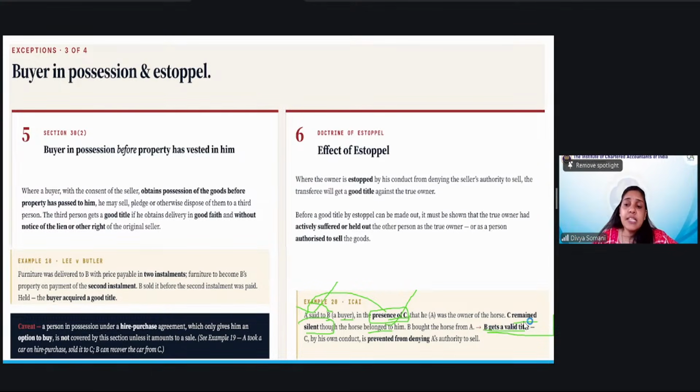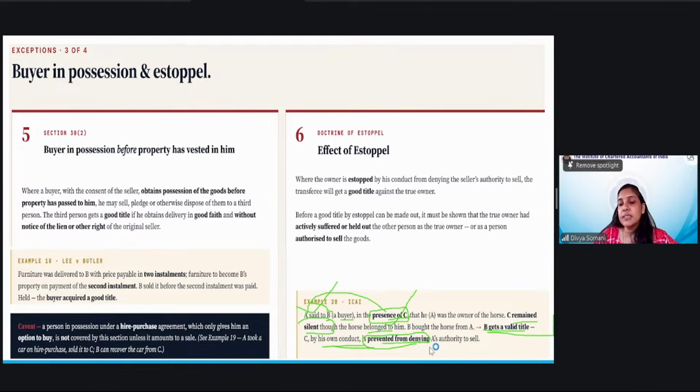If C does not want to sell away that horse, he should have stopped A. But since C remained silent, indirectly he gave his right to the other person to sell it further. So that is what is mentioned here, that C by his own conduct and behavior is prevented from denying. Later on, he cannot deny the fact that the person A has no authority to sell.